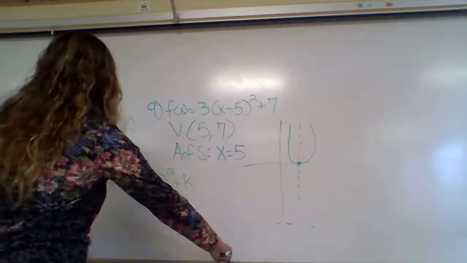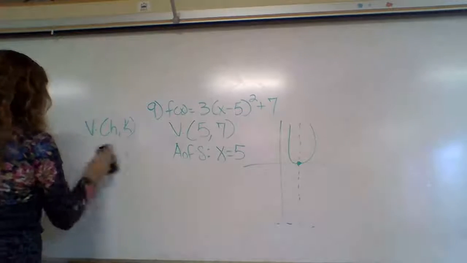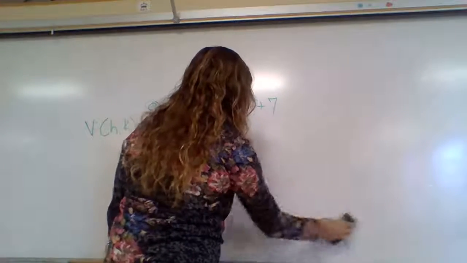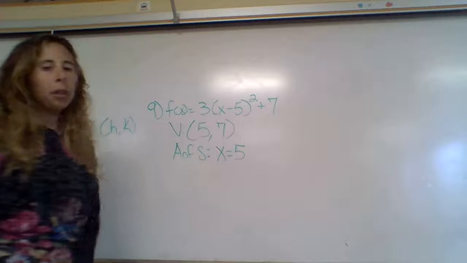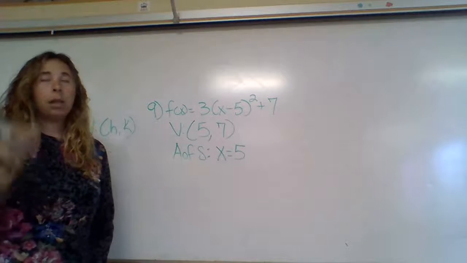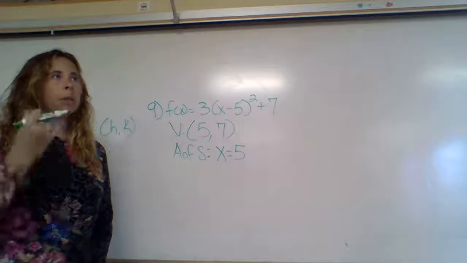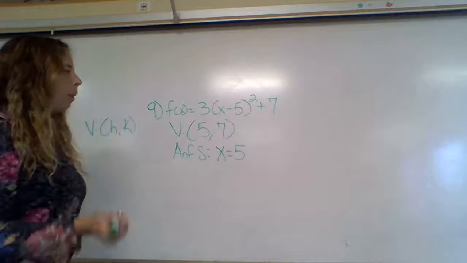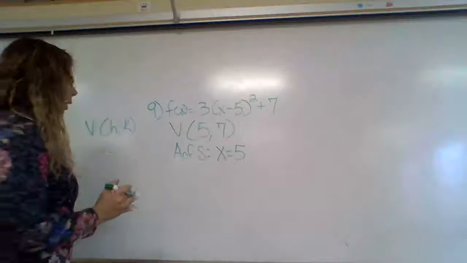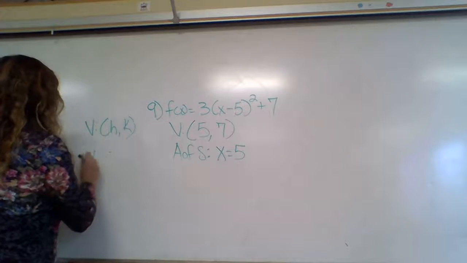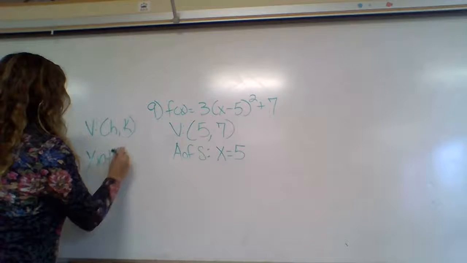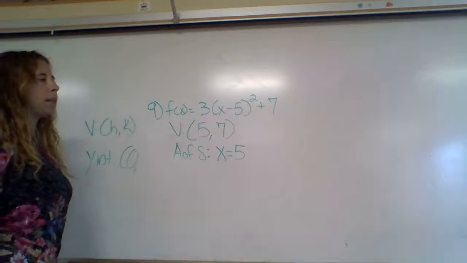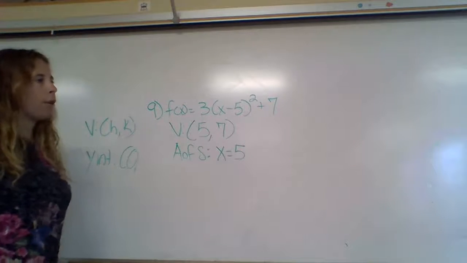The last thing is finding the y-intercept. Whenever you're asked to find the y-intercept, substitute 0 in for x. You can always do that because your y-intercept is going to be x equals 0 and y equals something. X is always 0 for the y-intercept.